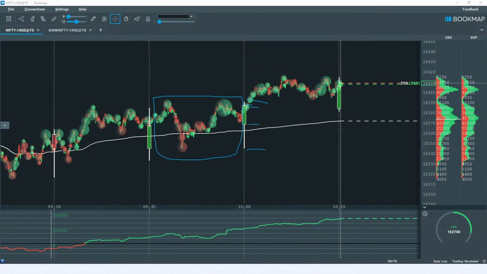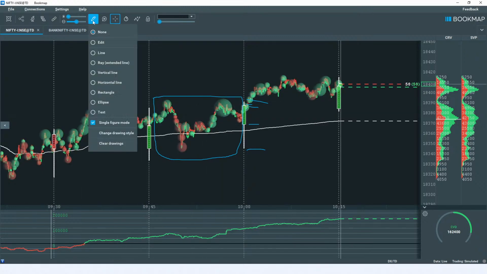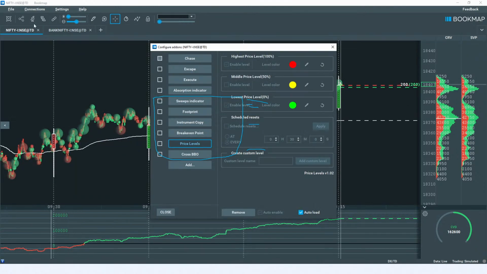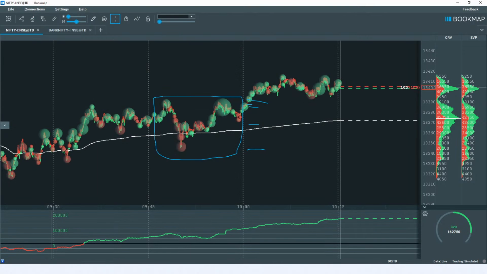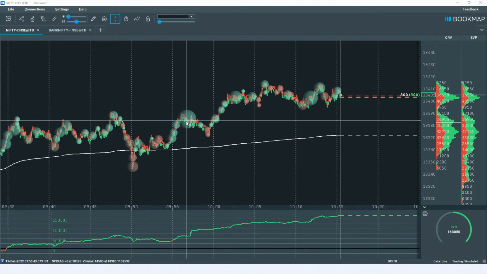That's one of the ways we can use it. So I'm going to disable the candlestick. From now onwards we are going to concentrate on the BBO indicator, and now you are able to see the bubbles, right?